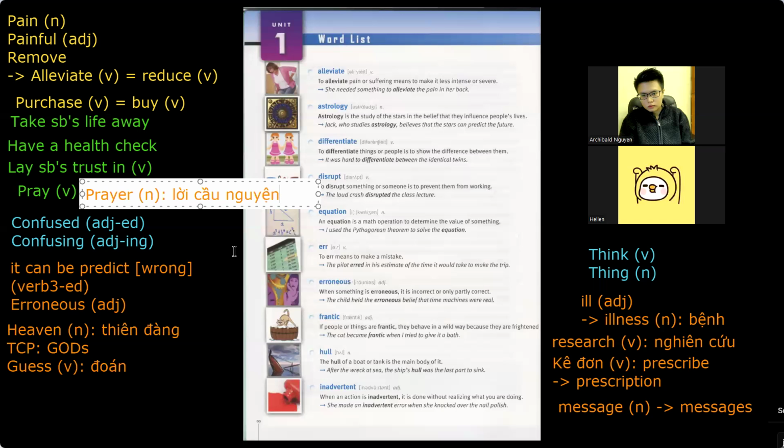Khi tôi bệnh, tôi không thể tin vào lời cầu nguyện, tôi chỉ có thể đặt niềm tin vào đơn thuốc hoặc là bác sĩ. English please. When I am ill, I can't believe in prayers. I can only lay my trust in doctors, medicine, or prescriptions that I can use to reduce my pain.